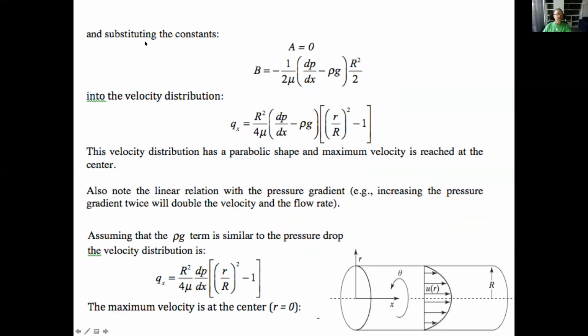Okay, so just a summary of what we did on the previous page. We concluded A must be 0, because otherwise we're going to have infinity. And B was this algebraic thing. Substitute. This is the final solution.